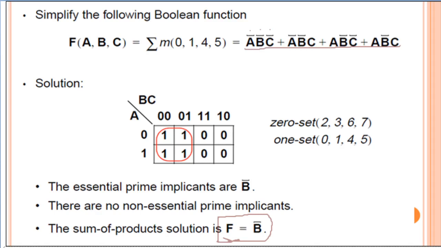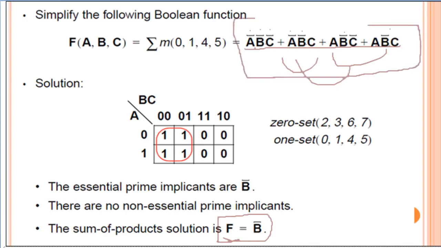That means 1 2 3 4 5 6 7 8. That means total you have to use 8 NOT gates. Total 8. You have to use total 8 AND gates. 1 2 3, and then 4, then 5, and then 6. That means total 6 OR gates you have to use to implement this function through gates.